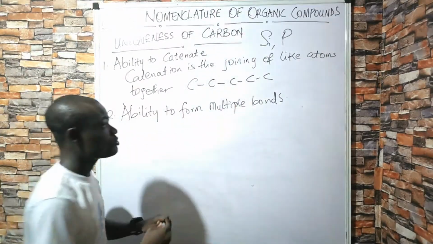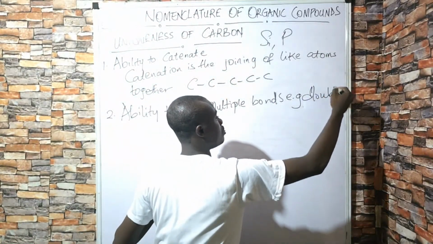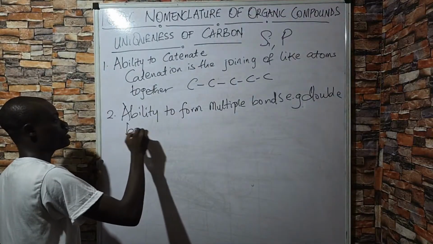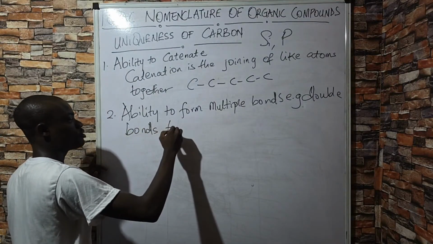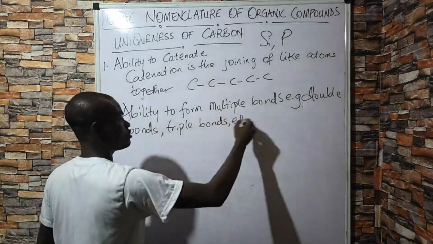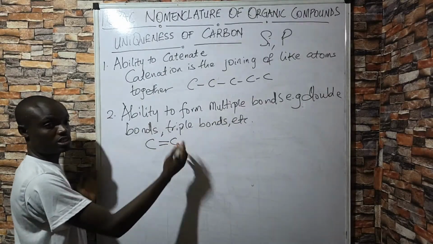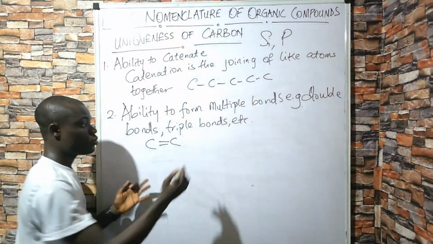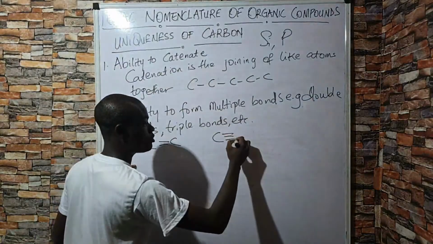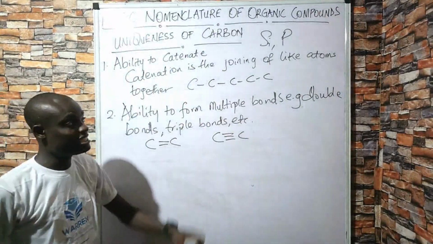So examples of this multiple bond we are talking about are double bond, and you also get to see triple bond, etc. So we can see carbon with a double bond on that carbon. This is a good example of a double bond. Or we can see carbon with a triple bond on that carbon atom. So this tendency is another uniqueness of carbon.